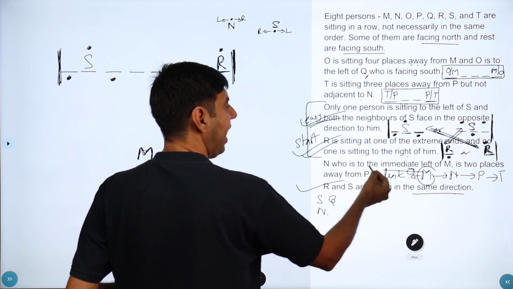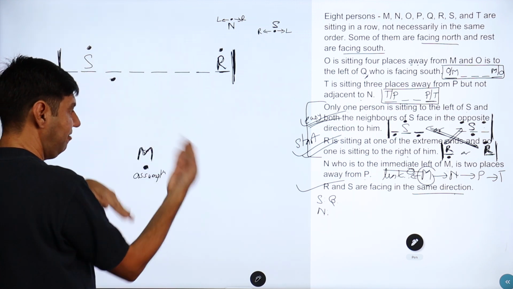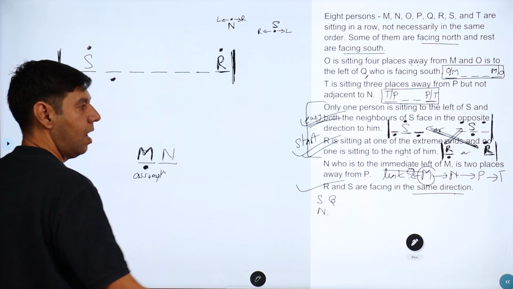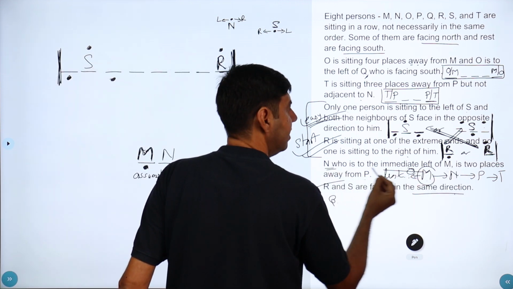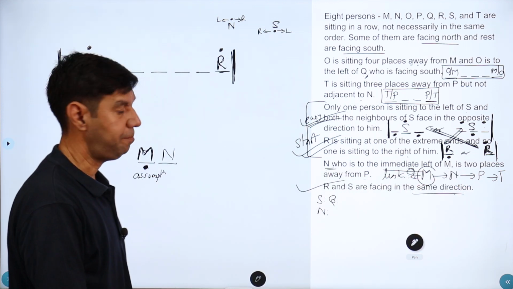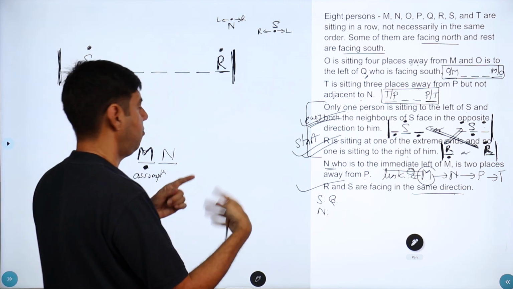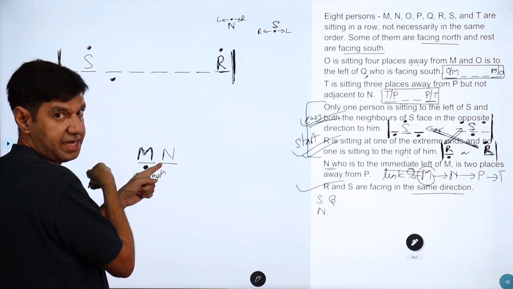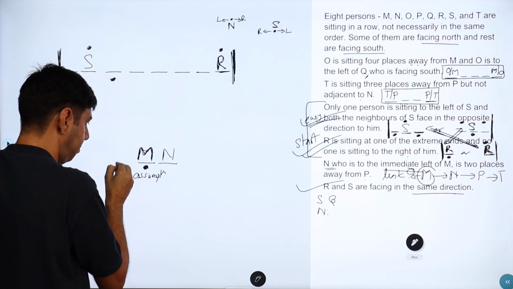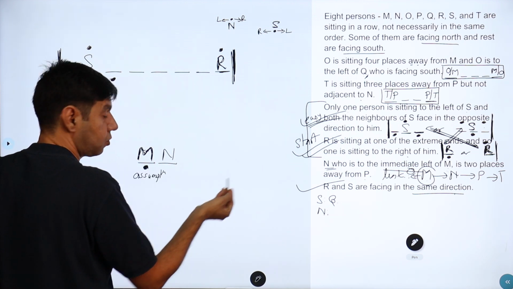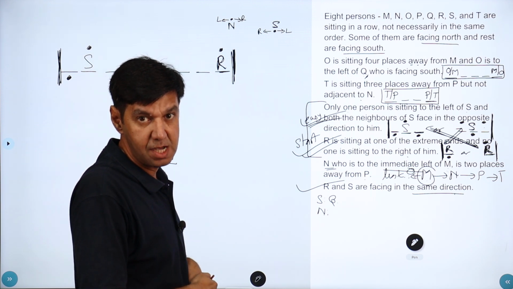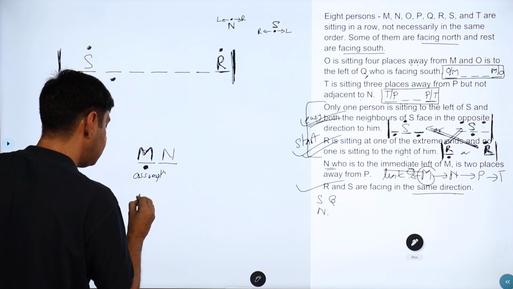Okay. N is to the immediate left. Now left is going to be the typical right. So this is N. And N is 2 places away from P. So it could be this side or this side. So 1, 2. So P could be here. 1, 2. So again you are not sure. So now go ahead and make branches.